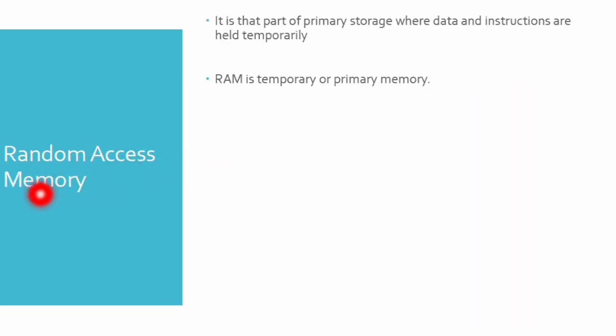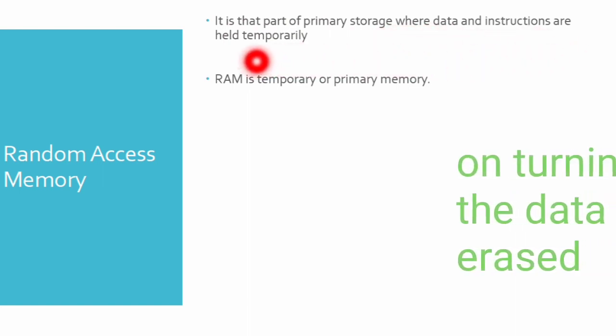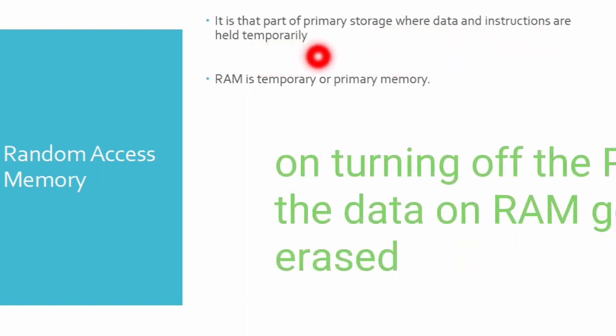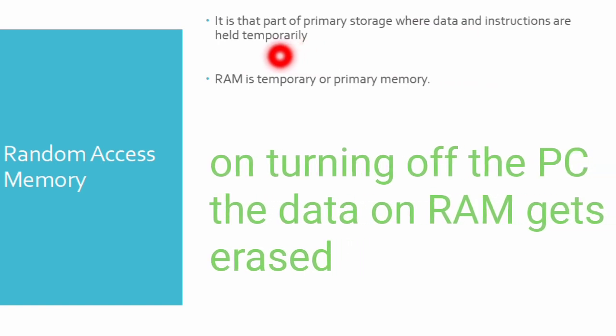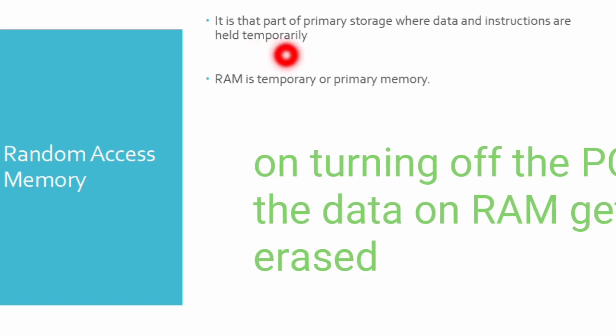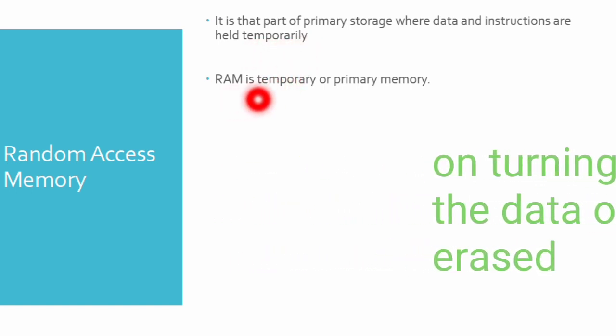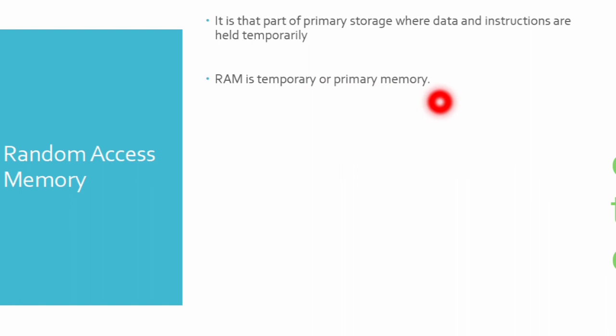Random access memory, RAM. It's a primary memory. It is that part of primary storage where the data and instructions are held temporarily. Means till your computer system is on, the data will be on it, and when the system is turned off, the data will get erased. RAM is a temporary or primary memory.